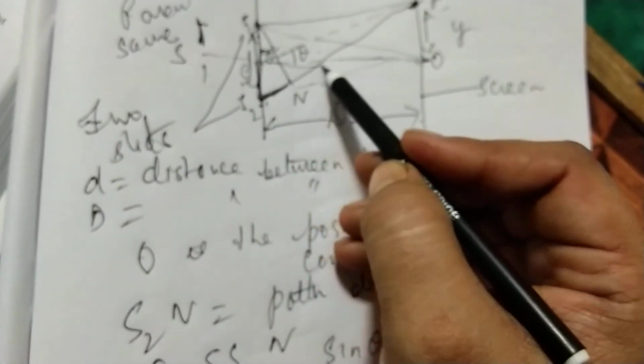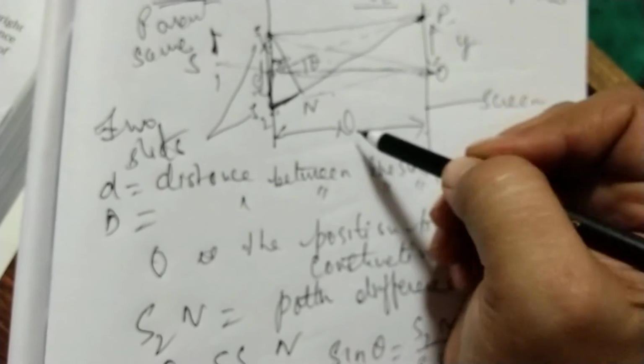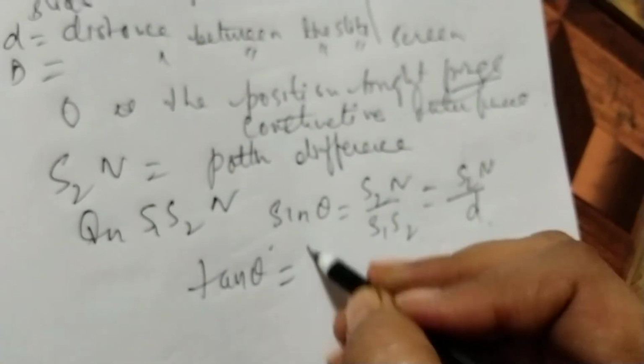Next, look at this triangle. Now tan theta is equal to perpendicular over base. The perpendicular is y, and the distance from here to here is capital D. So we can write tan theta equals y by capital D.